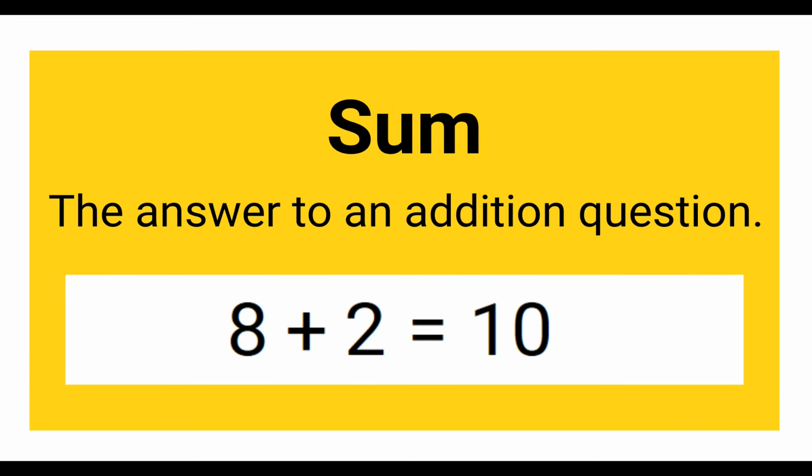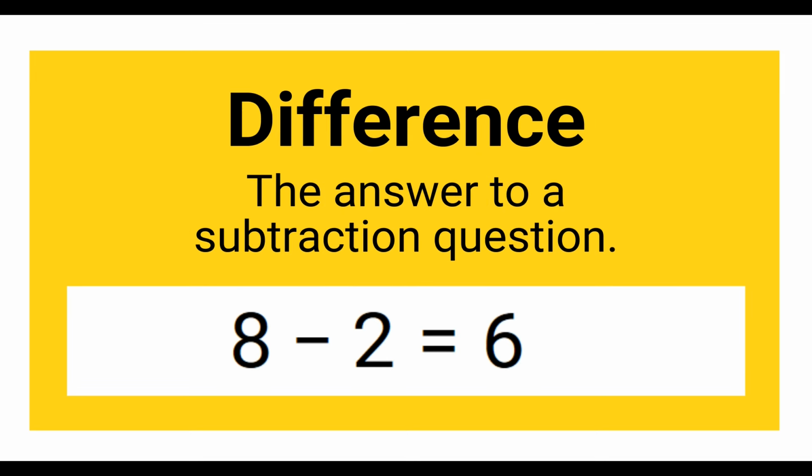A sum is the answer to an addition question. So, for example, 8 plus 2 equals 10, and so 10 is your sum. The difference is the answer to a subtraction question. So, for example, 8 minus 2 equals 6, 6 is your difference.